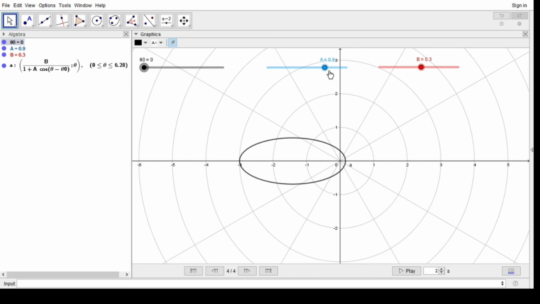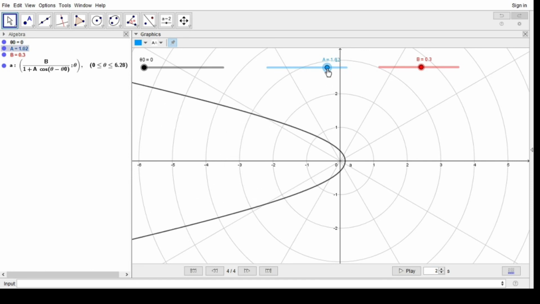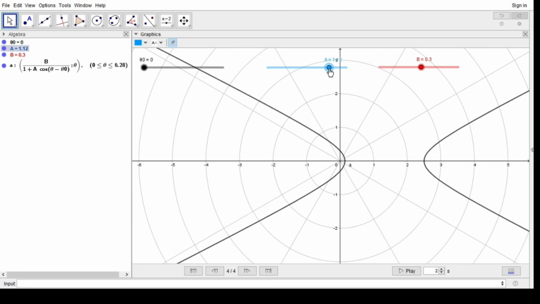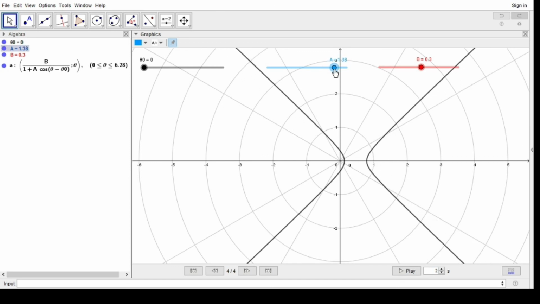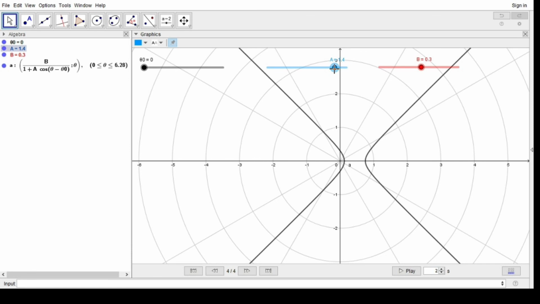And so now let me go back to the a. So I said when a gets up to 1, the orbit is parabolic. And then beyond that, it's a hyperbolic orbit. And so you can kind of see as I get to larger and larger values of a, the orbit becomes a hyperbola.